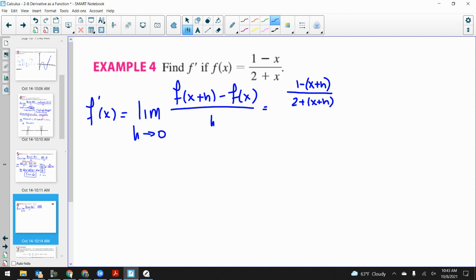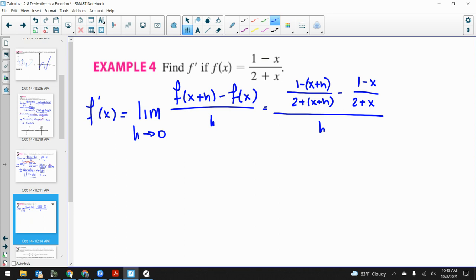Make sure whenever you put a minus sign in front of it, you've got to put it in parentheses or you're going to screw it up. You're going to forget to distribute the negative. Okay? Be very careful with negatives like that. Okay, minus f of x. So the original function, 1 minus x over 2 plus x, all divided by h.